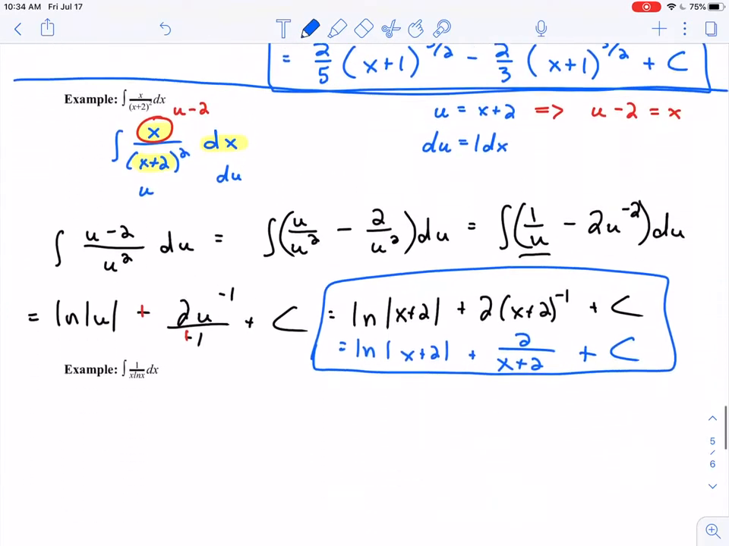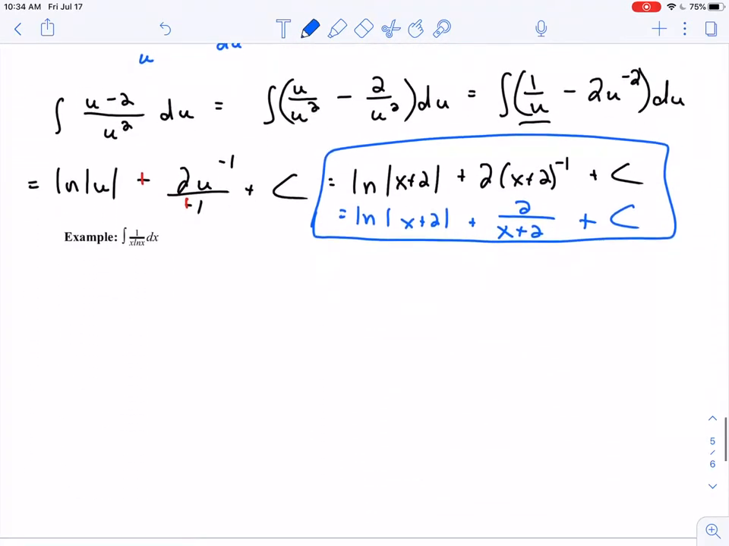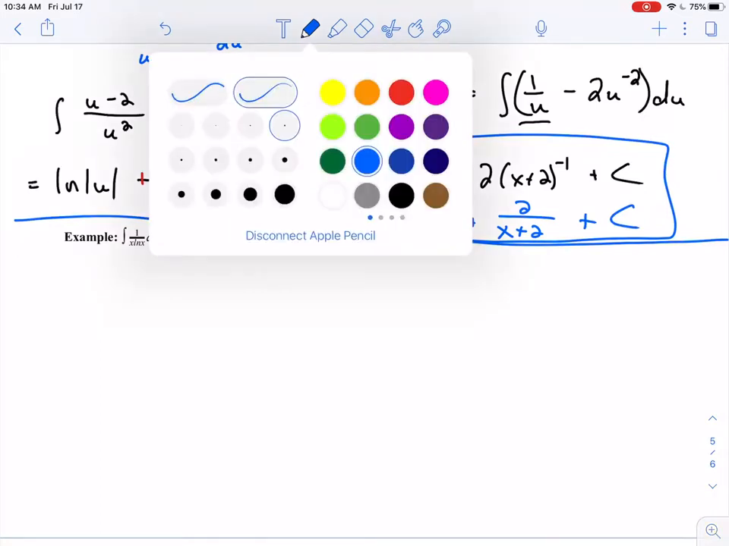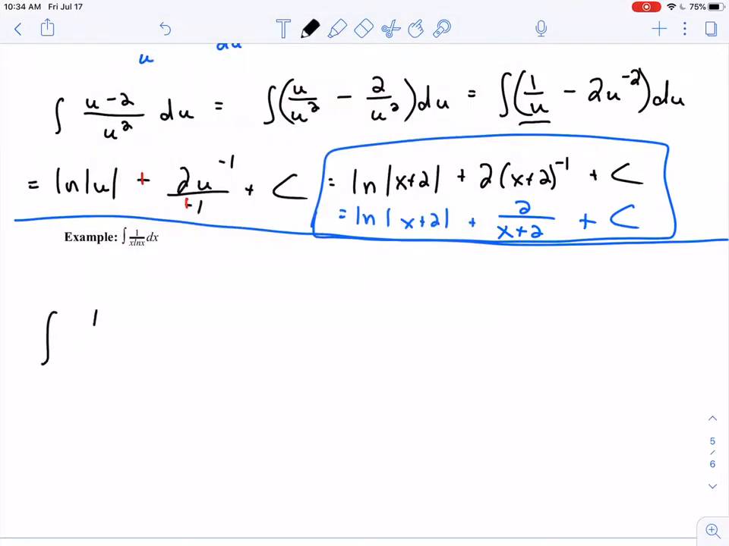Let's look at one last example for this section. Here, I have the indefinite integral of 1 over x natural log of x dx. I like this one. I think it's kind of neat. So I have 1 over x natural log of x dx.